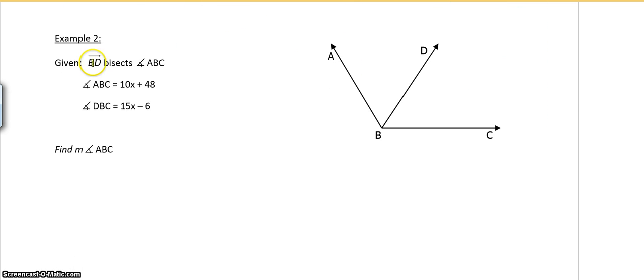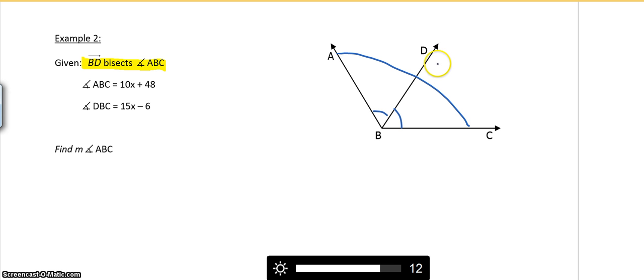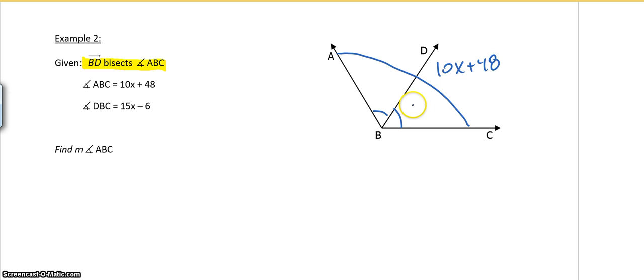Again, identify your information. BD bisects ABC. So that's my bisector. Let's label my congruent parts. Once your congruent parts are labeled, go ahead and put in your pieces. ABC. So now we're talking about this whole big angle is 10x plus 48. And DBC, this little part, is 15x minus 6. Now this puts us in a little different predicament than we had in the first one. We know these are congruent, so if this is 15x minus 6, we know this must be 15x minus 6.